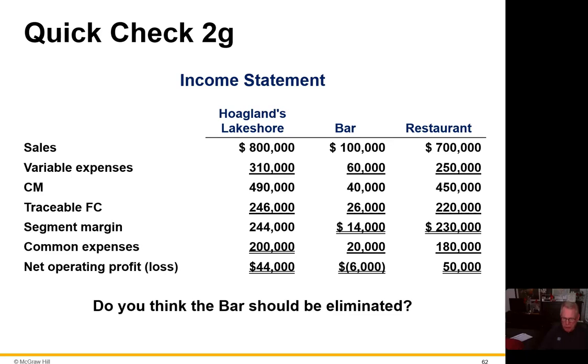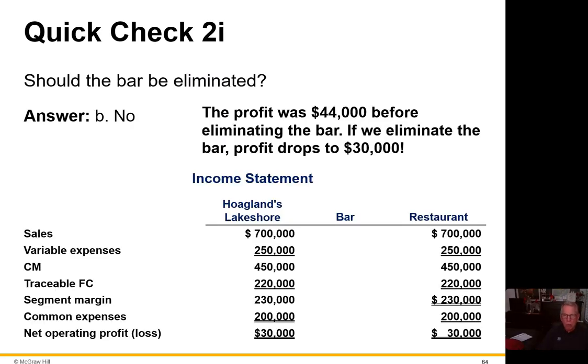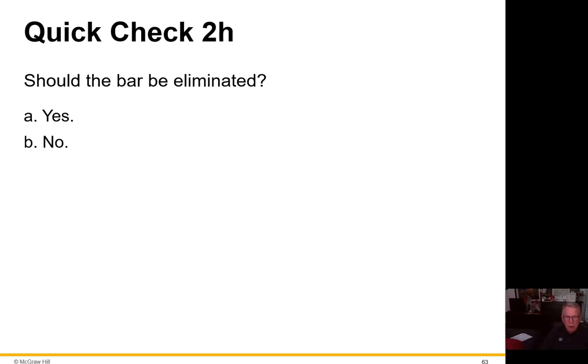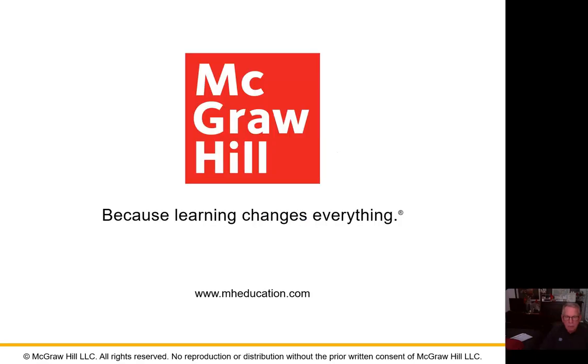So, do you think the bar should be eliminated? I guess I told you the answer to that, and the answer is no. The profit is $44,000 before eliminating the bar, and if we eliminate the bar, the profit is going to drop to $30,000, right? That's the $10,000 difference between allocating here the $20,000 of common expenses to the bar. Everybody see that?